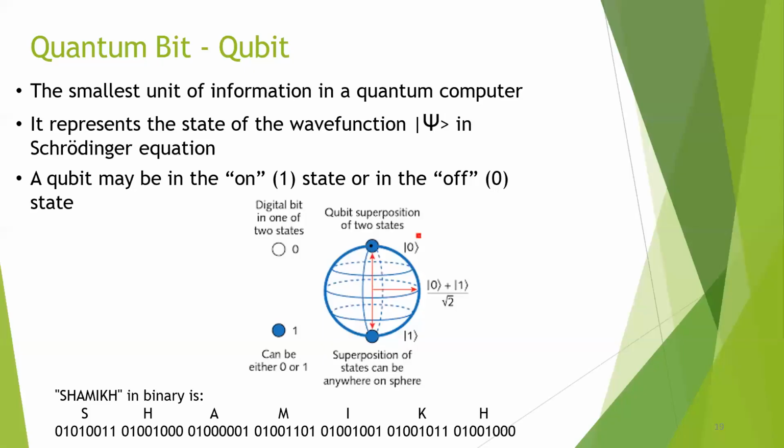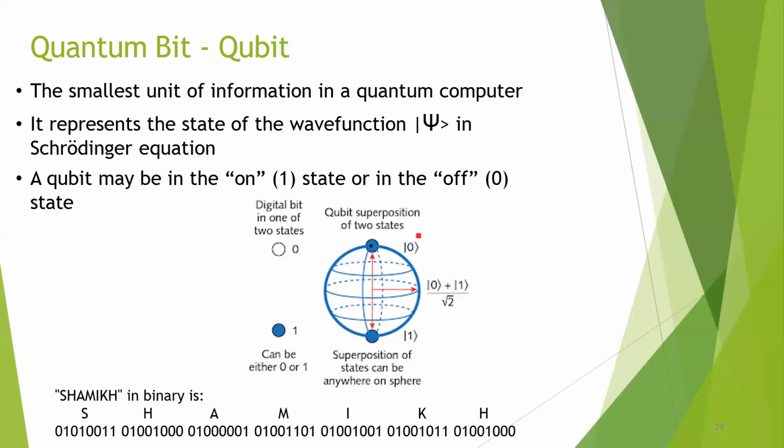Now the question arises, what is a qubit? As in classical computers, the smallest unit is the bit, that is 0 or 1. Similarly, in quantum computers, the smallest unit is called a qubit. As we know, in classical computers, information is saved in the form of code, that is a combination of bits, either 0 or 1. This is called binary coding.